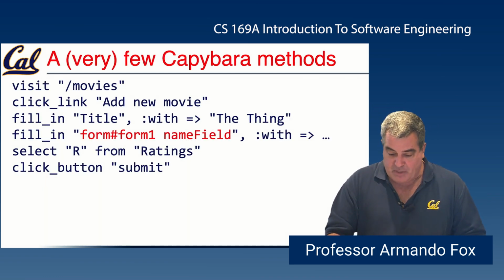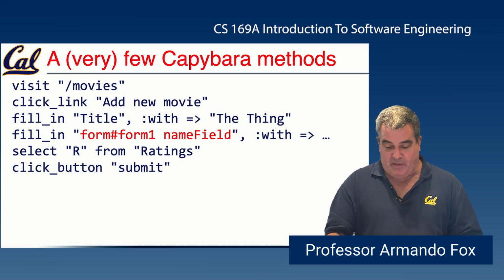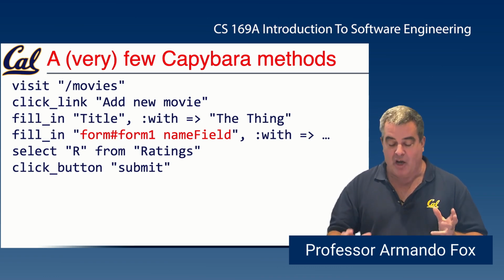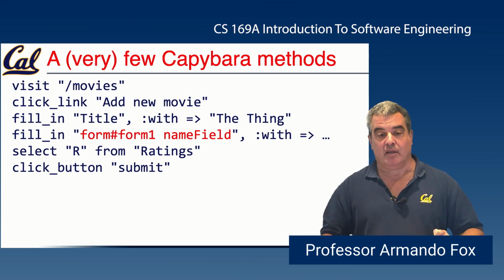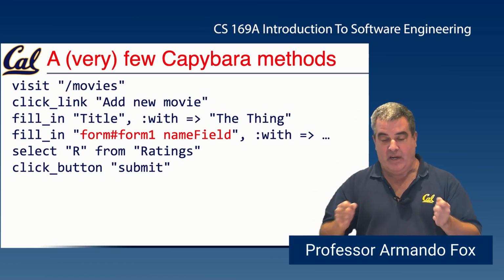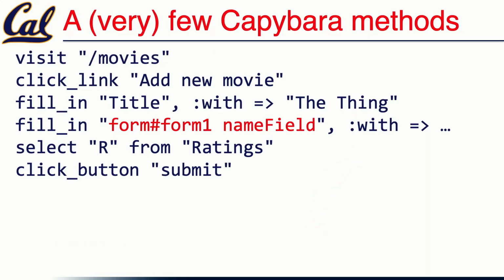So a very few methods, a small sampling of the hundreds of methods that Capybara has, you can say visit and give it a URL. It will hit your app and try to hit that URL, and hopefully that corresponds to a route and actually does something. You could say click link. Capybara will look for a link whose text matches the string, and it will essentially submit the HTTP request as if the user had clicked on that link.